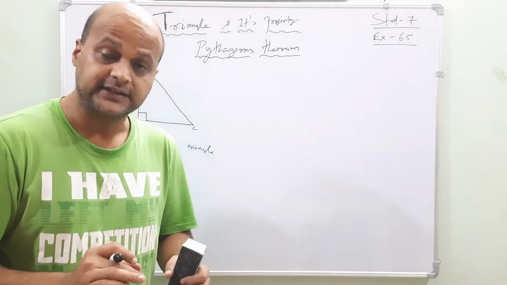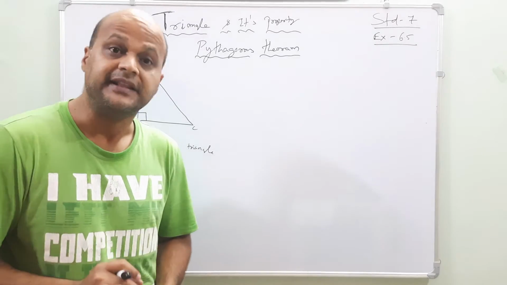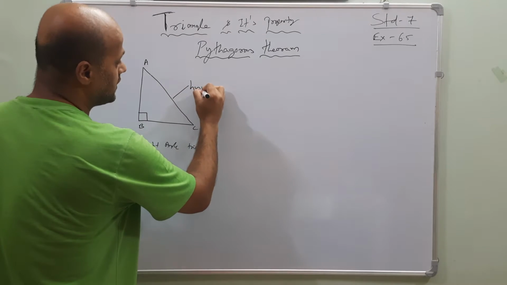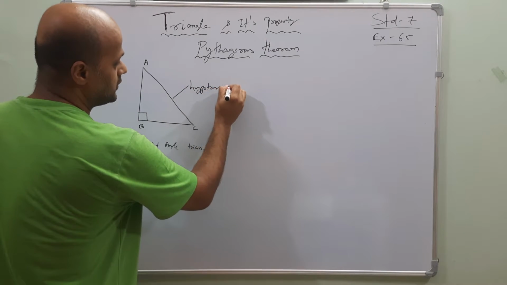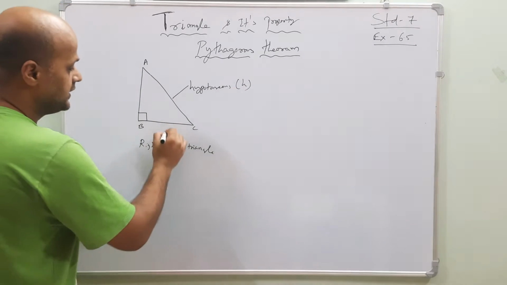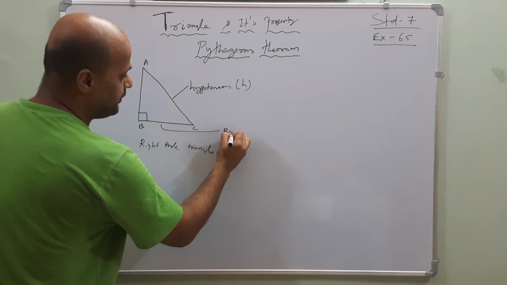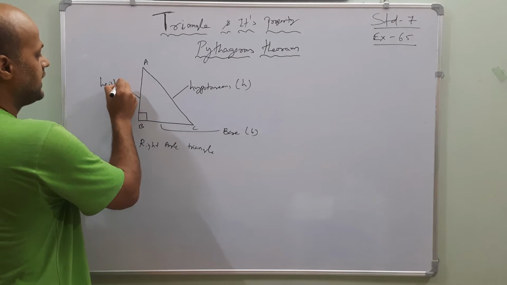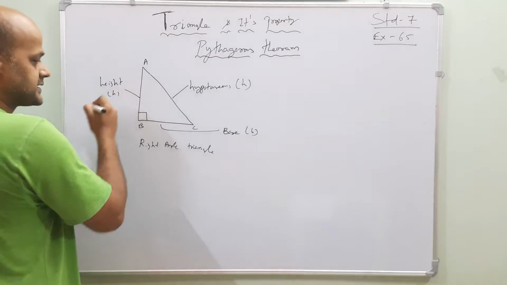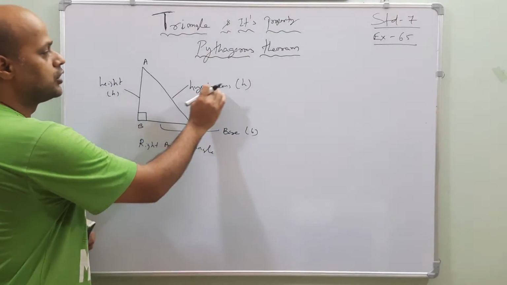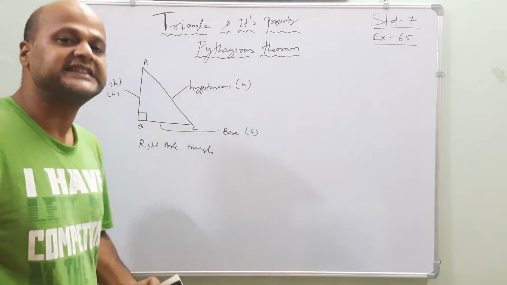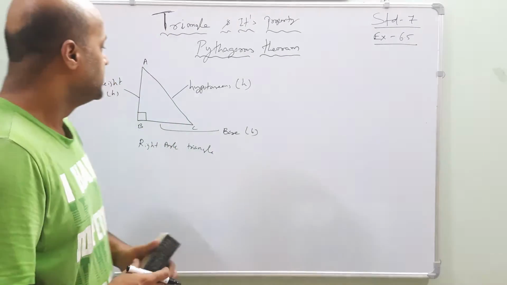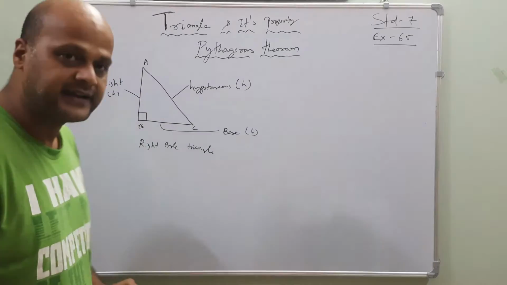We know that a triangle has three sides. Here the three sides have three names. This bigger side is known as hypotenuse, or simply H. This side is called base, or small letter b. This side is called height, H. Otherwise, this is called hypotenuse and these two are called the two legs of the triangle. Understood my dear friends? So these are the parts of the right angle triangle.